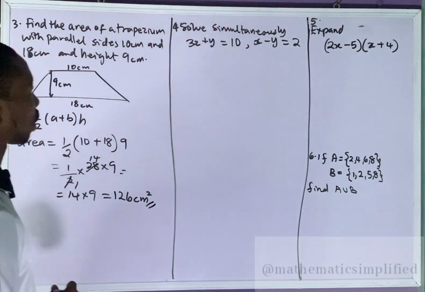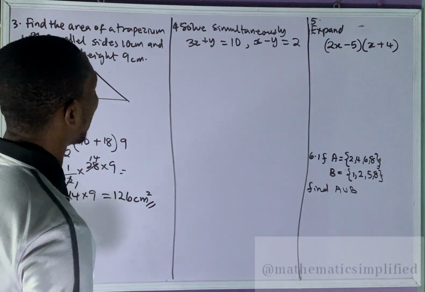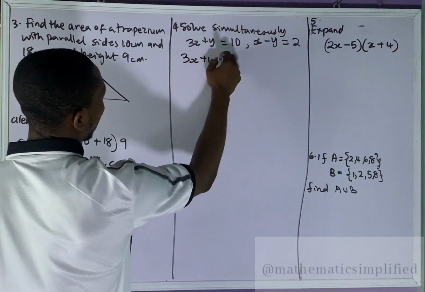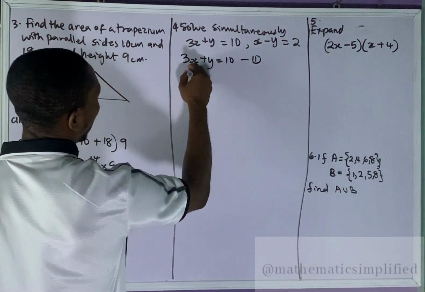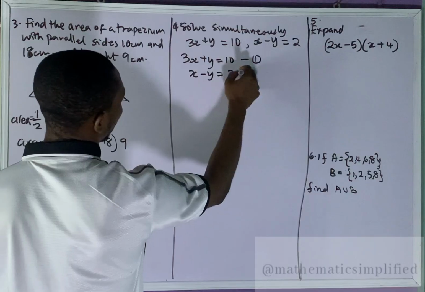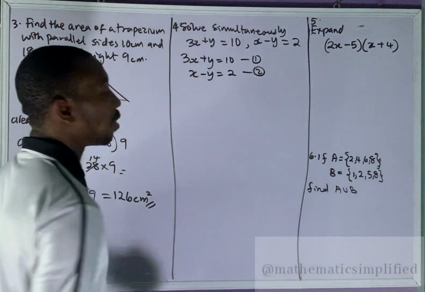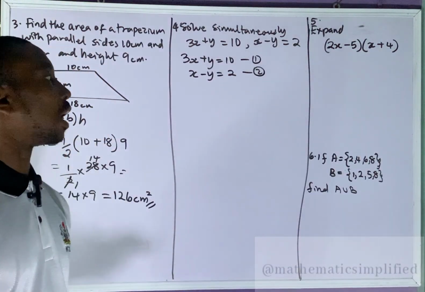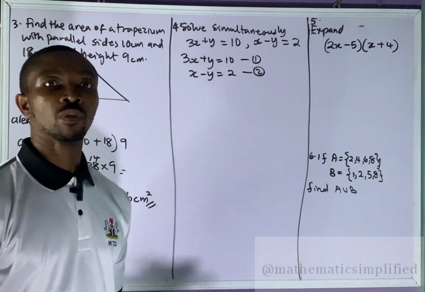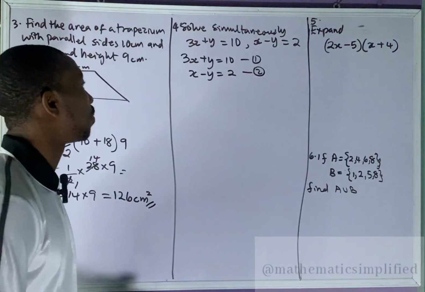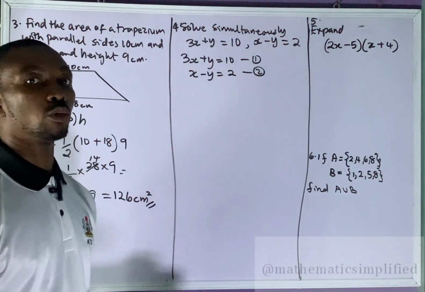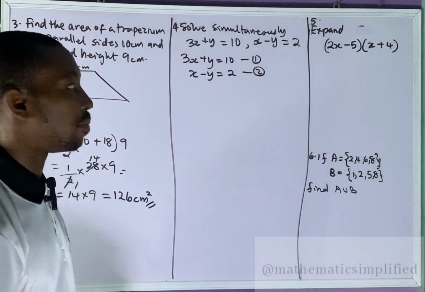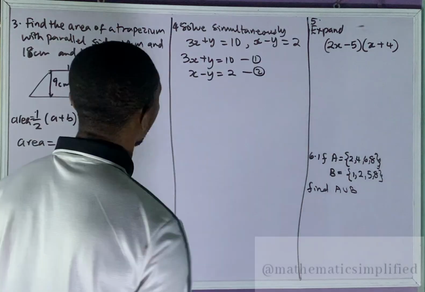Okay, now the next question says solve simultaneously. We have 3x plus y equals 10 as equation 1 and x minus y equals 2 as equation 2. Alright, now simultaneous equations can be solved in two ways. Either we use our elimination method or we use our substitution method. Okay, so in this case, I'm going to quickly use our elimination method since my coefficients for y are the same.